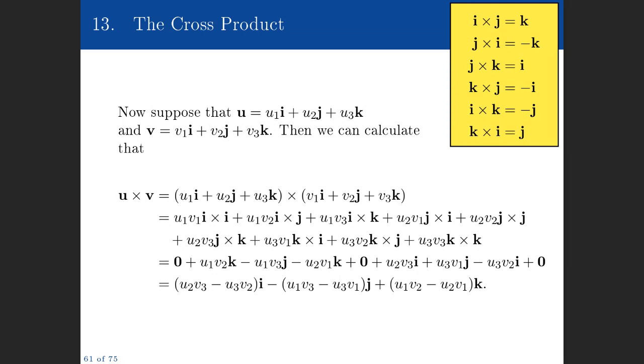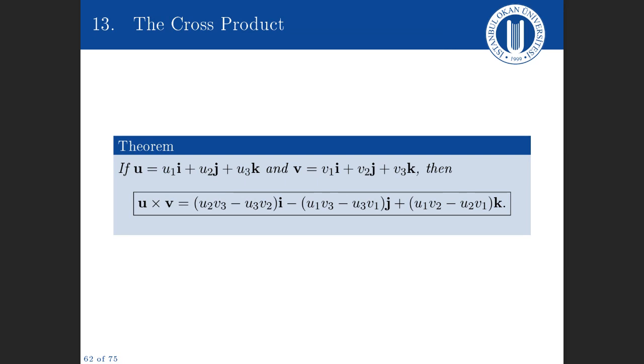This is an important formula, so let's write this as a theorem. If u and v are these vectors, then their cross product is given by this formula. And this is a formula I'm going to give you in the exams. You don't need to remember this.